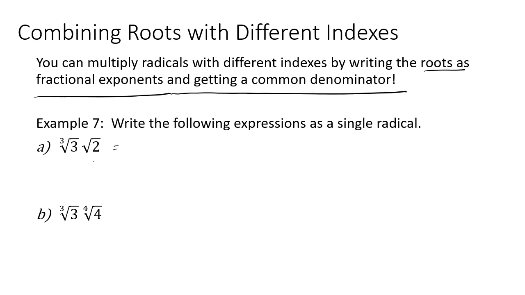So let me show you what I mean with part A of example 7. Cube root of 3 you could write as 3 to the 1/3. Parentheses aren't really adding anything there. And square root of 2 you can write as 2 to the 1/2. So what I'm going to do is get a common denominator between these two fractions. And the common denominator between 3 and 2 is, of course, 6.